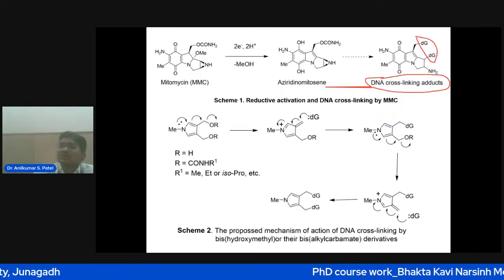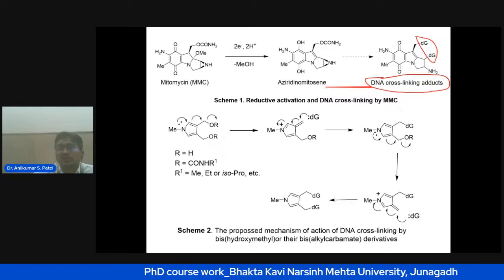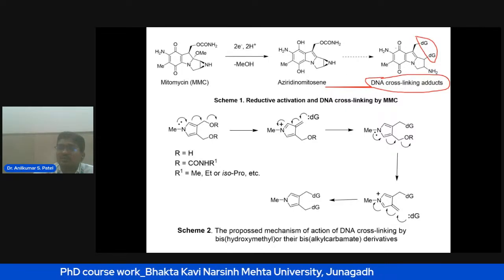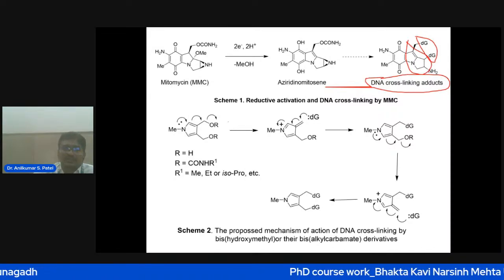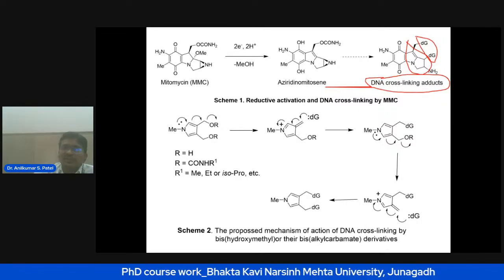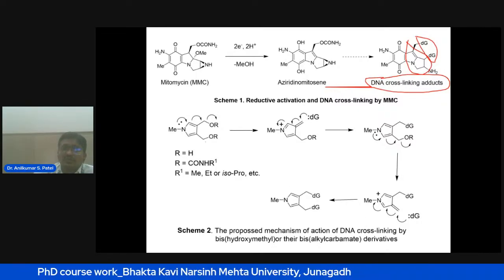So this MMC activity can be possible in other molecules with the pyrrole. We have identified that this pyrrole can be responsible for DNA cross-linking activity. So we have particularly proposed the mechanism of DNA cross-linking by these bis-hydroxypyrroles.